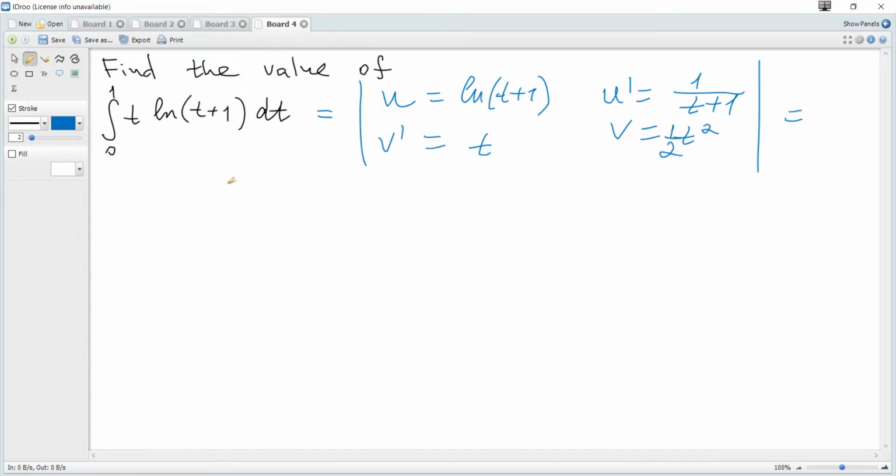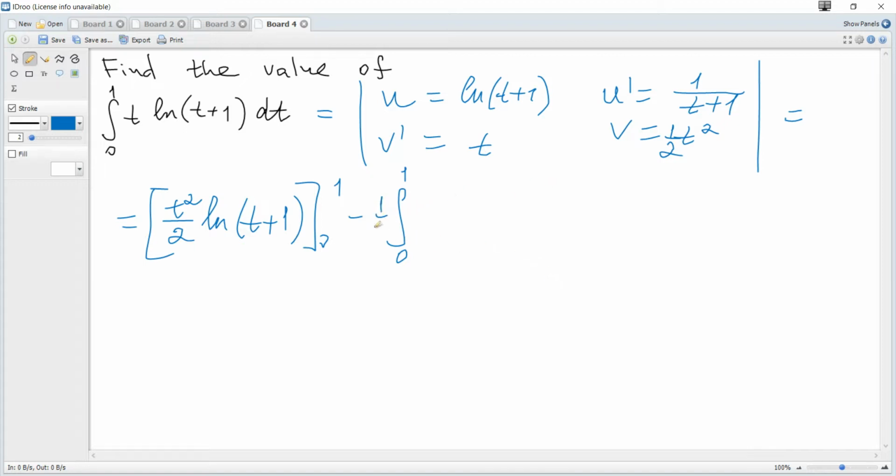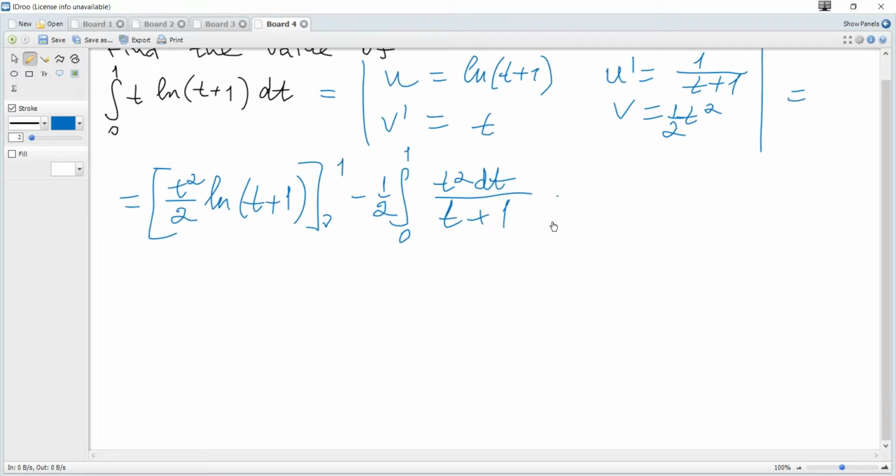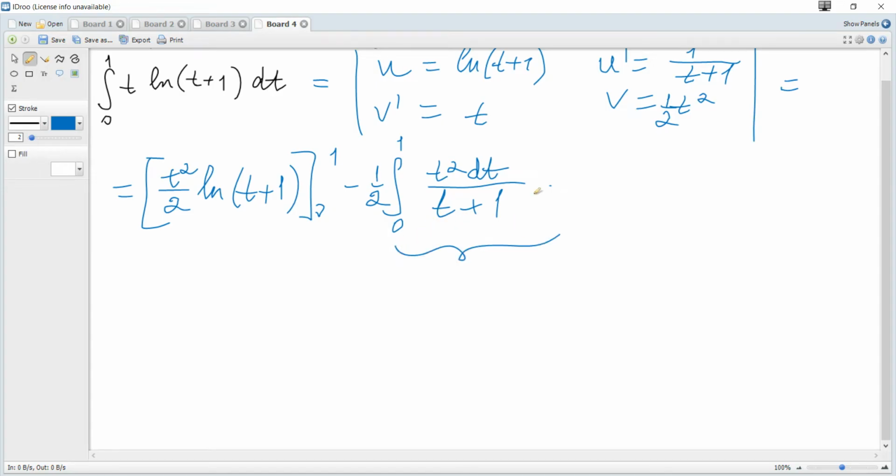And according to the rule, it becomes uv, which is t squared over 2 ln of t plus 1, with limits 0, 1, minus the integral of v u prime, integral from 0 to 1, and we can write a half in front, t squared dt over t plus 1. And now let's consider this integral.